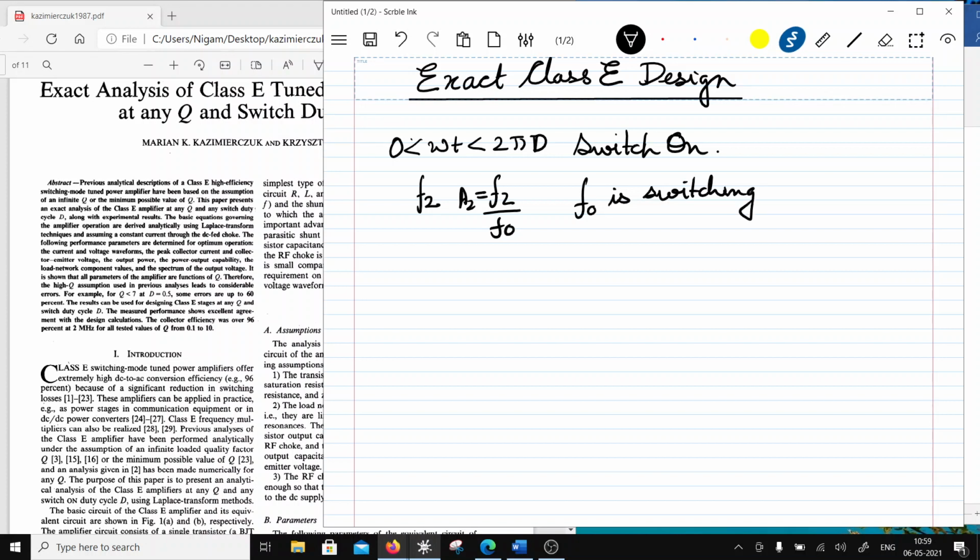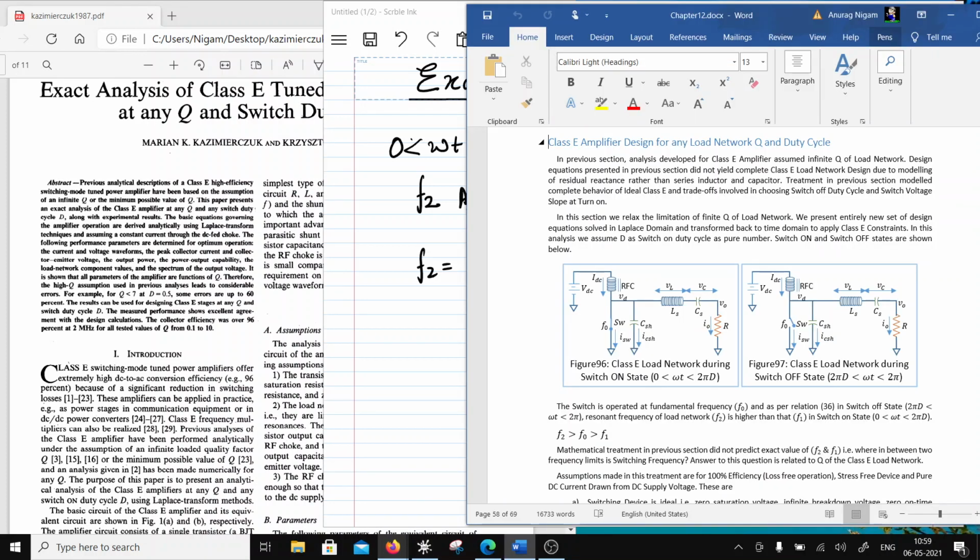Now if you remember, the residual jX is because of the same reason, because CSH is being switched in and out at the switching frequency. In this period the switch is on, so your F2 would be equal to 1 over 2 pi root of LS and CS, where you can see this is LS and CS and this is CSH.